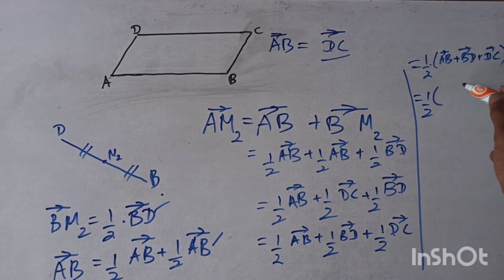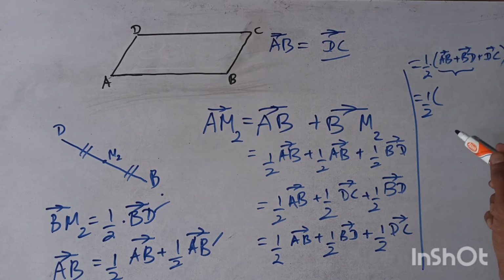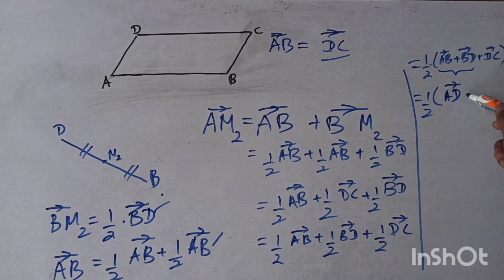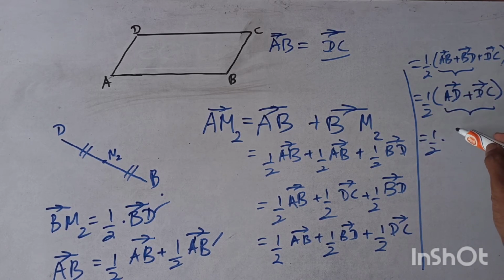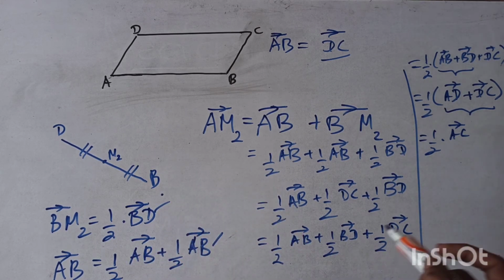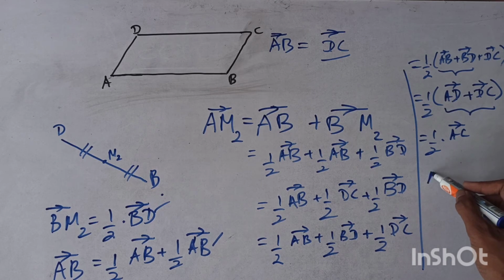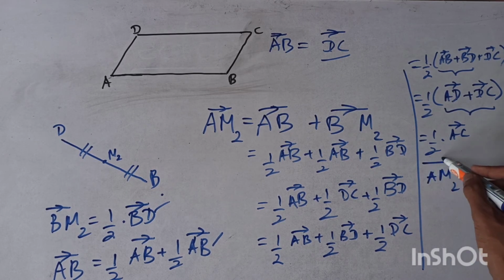Here we can notice these two vectors are equal to vector AD using the triangular law of addition in vectors. Now we have DC here. Similarly, in this situation we can write vector AC. Finally we have a similar and simpler result. Vector AM2 is equal to half times AC.